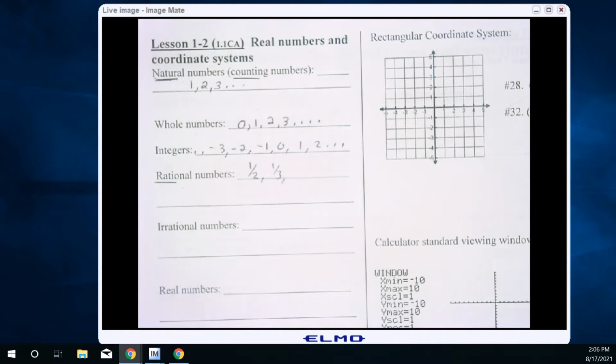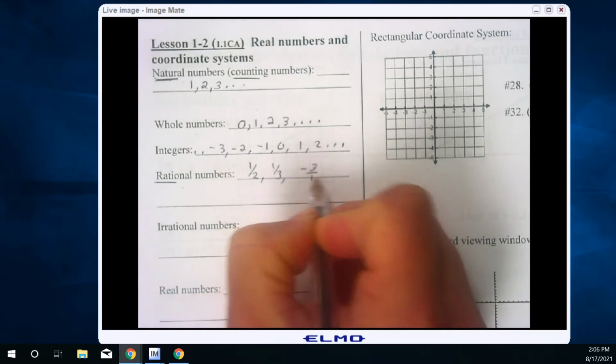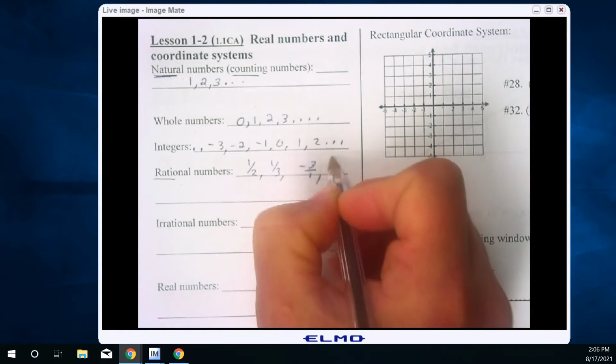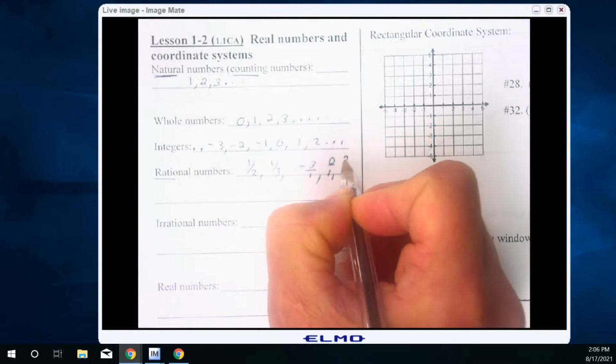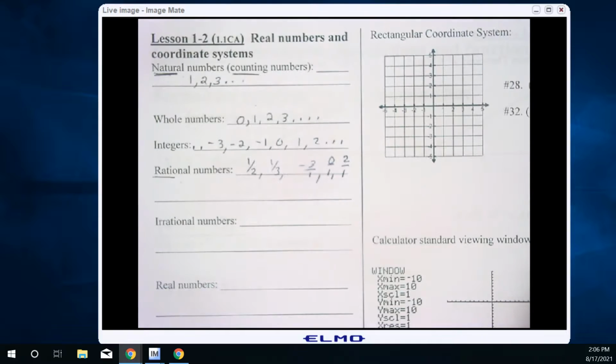So the decimals that repeat and the decimals that stop are rational numbers, and so are all of the ones that were before. How do you write -3 as a fraction? -3 over 1. 0 over 1. 2 over 1. So all of the numbers that were previous, plus all of those decimals that stop and repeat.